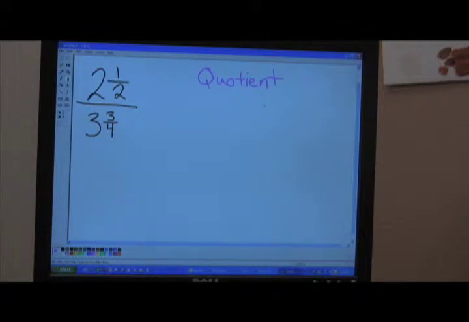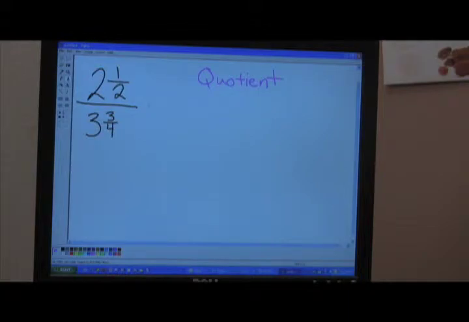So what we're going to do is our favorite fraction problem. So here's 2 1/2 divided by 3 3/4. In Math 99, we won't say divided, we will use the proper vocabulary. So what we're going to do is find a quotient. Quotient is the result of a division problem.